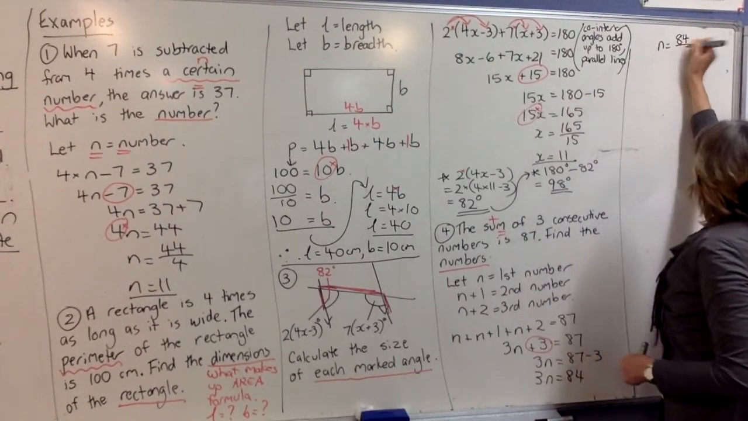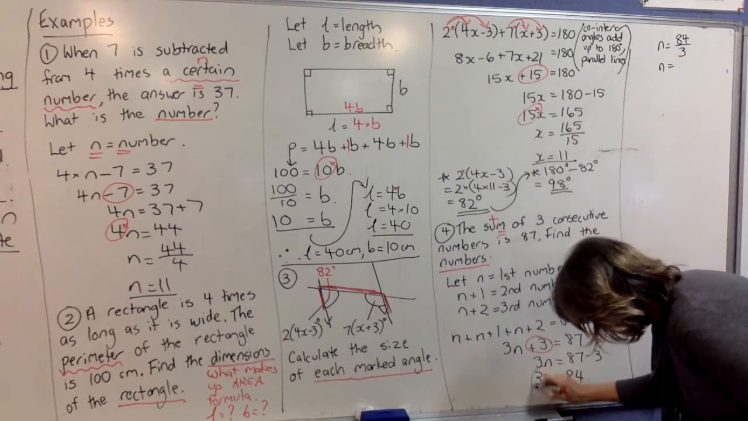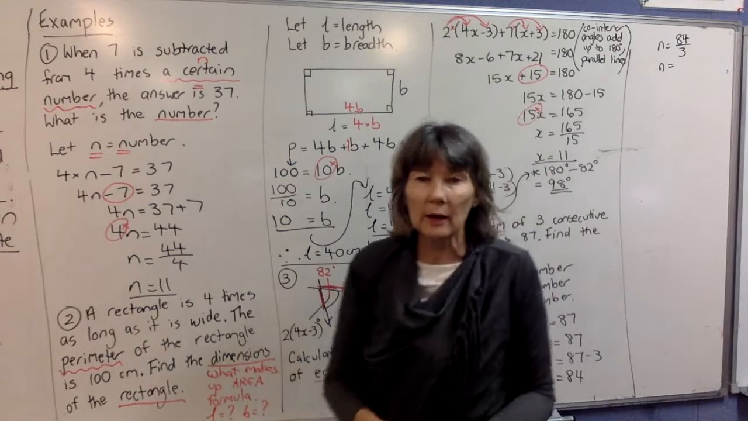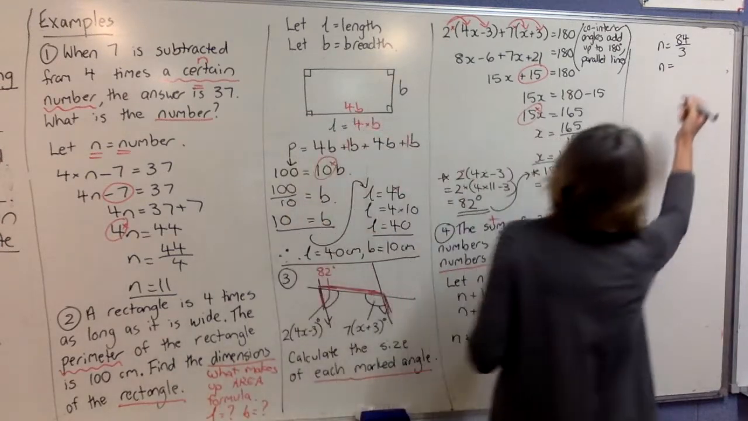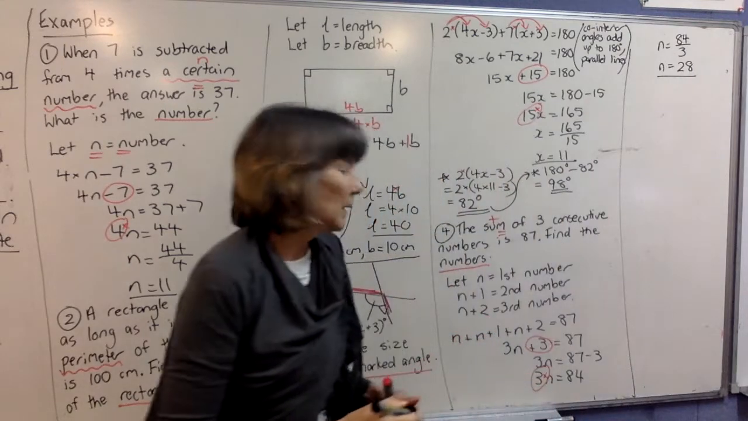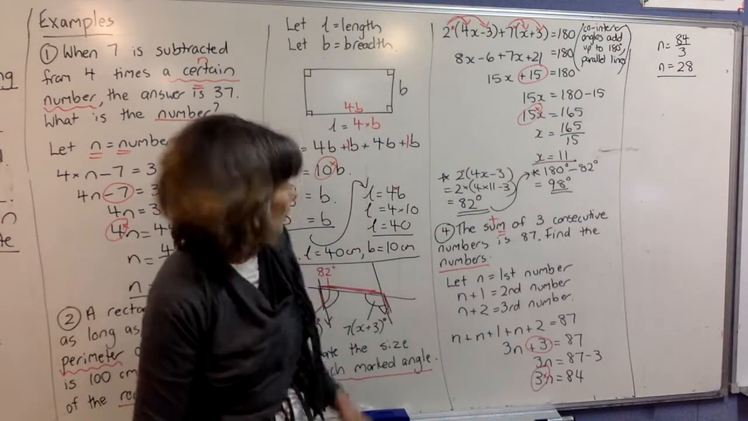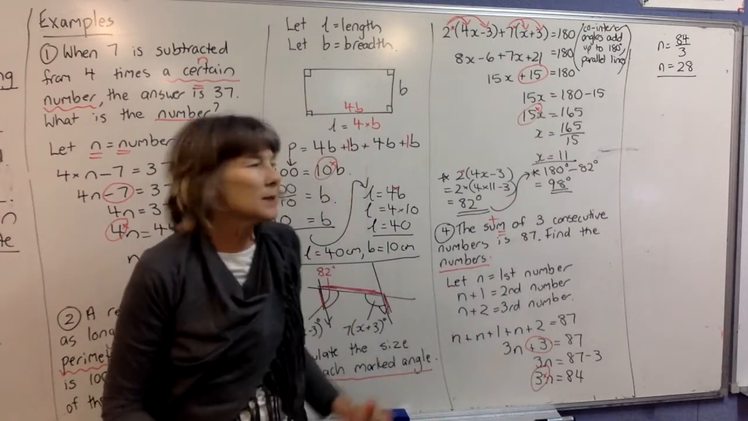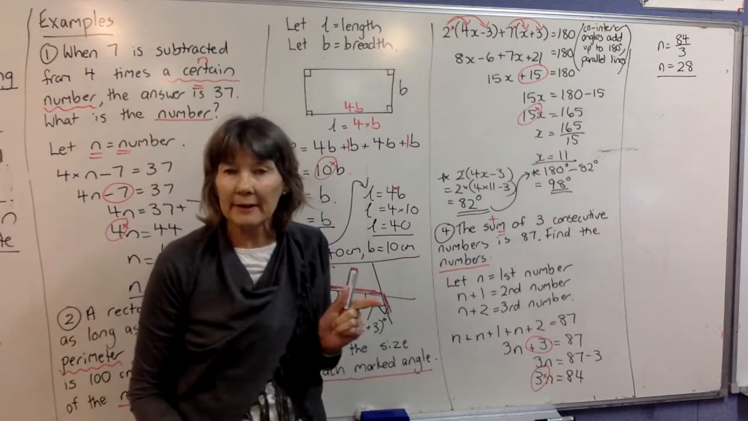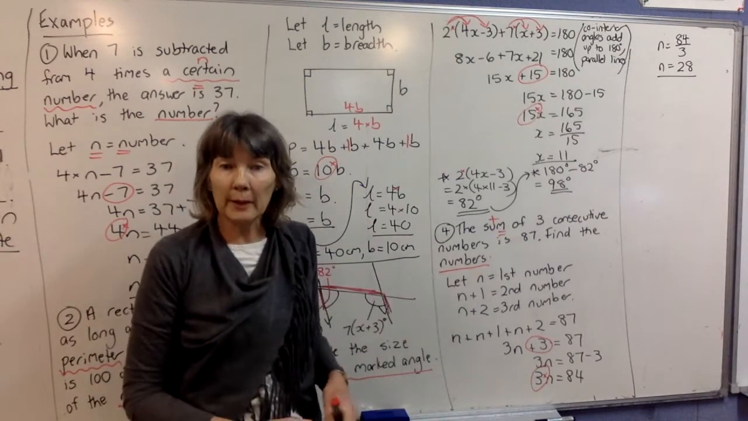Get rid of the 3 by dividing by it. So we get rid of this. Okay, and then go to calculate with that, and you should end up with, let's see, 28. And you get n equals 28, so we're finished. No, we haven't finished, because the question said find the numbers, and all you did was find n. N was the first number, but we want 3 numbers.